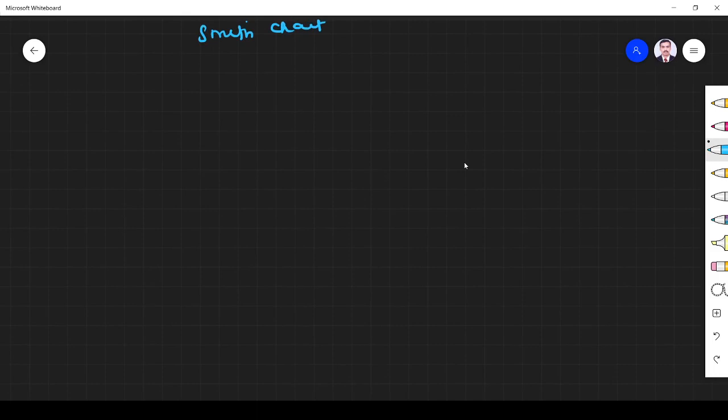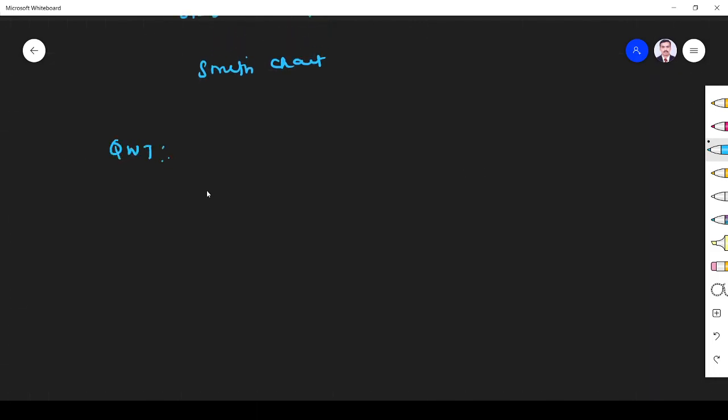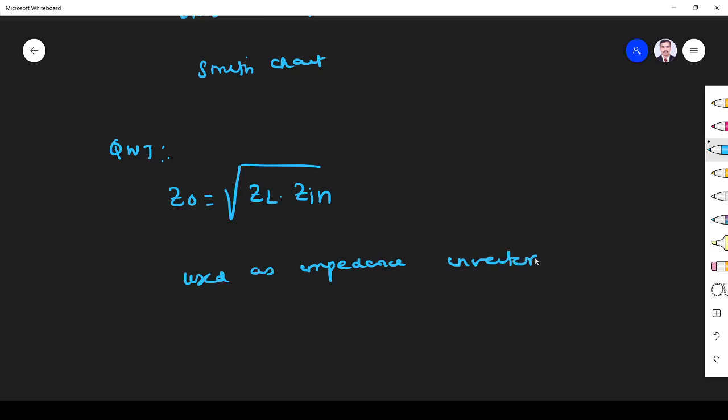Quarter wave transformer, QWT. The characteristic impedance is given by Z0 equal to the root of load impedance into input impedance. Based on this equation, so many problems have been asked, so this is very important. And the quarter wave transformer is used as an impedance inverter, which is another important point we must know.